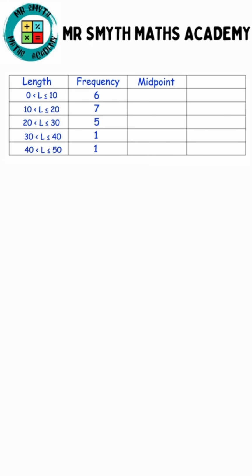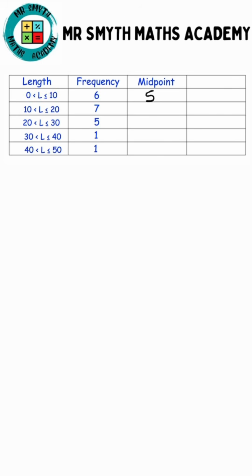Let's get a smaller pen. So we're first going to start off by figuring out the midpoint. So we're going to work out the midpoint of the 0 to 10, which is going to be 5. The reason why we do this is because we've been told that 6 lengths are between 0 and 10. Now, of these 6 lengths, we don't know if all 6 of them are 0. We don't know if all 6 of them are 10. So we're going to take an average and we're just going to say we think it's going to be roughly halfway, so we're going to call that 5.